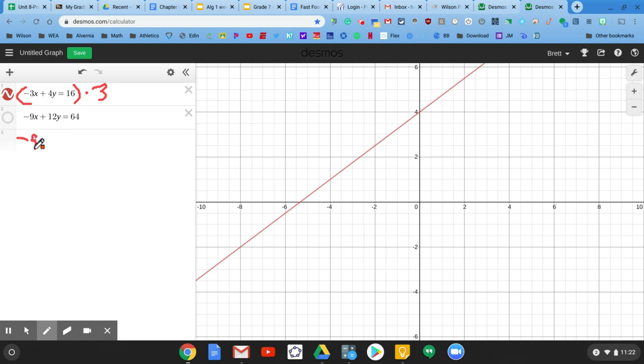You still get a negative 9x. You still get a positive 12y. The problem is when you multiply 16 by 3, you don't get 64. You end up getting 48. So when you subtract in the end, you end up getting 0 is equal to 16, which we know is not a true statement. That's what we call a false statement, meaning we have no solutions.